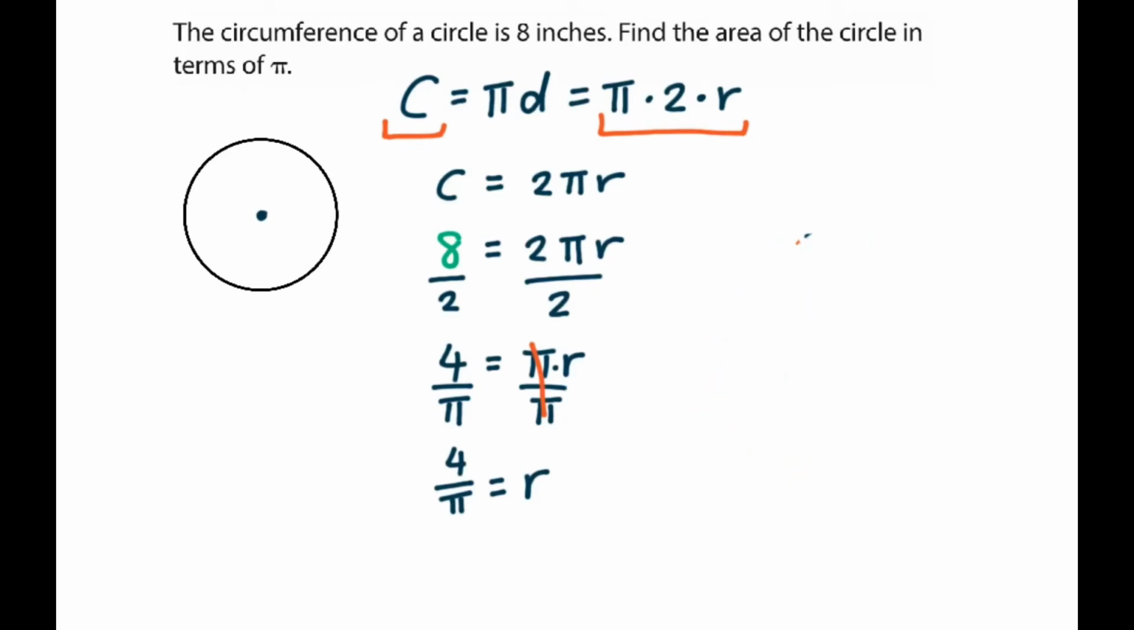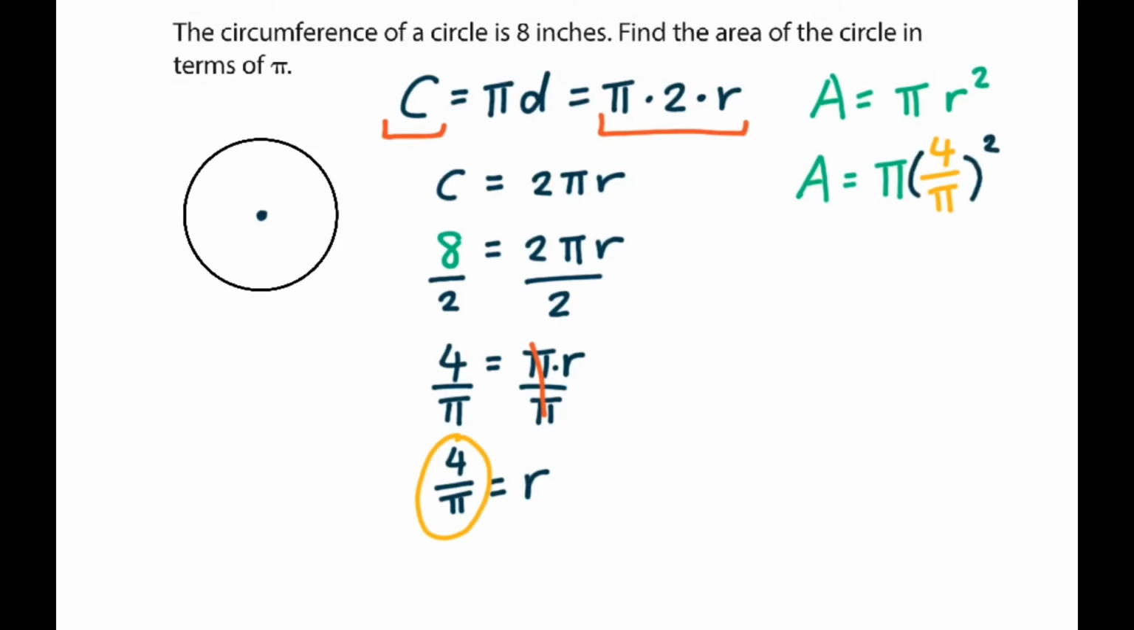Okay, so now that we have the expression for r, we can find the area in terms of pi. To recall the formula for the area of a circle, A equals pi times r squared. To find the area, we just need to substitute 4 over pi for r. So A equals pi times (4 over pi) squared. Make sure to put parentheses, because if you don't, you get a different result.